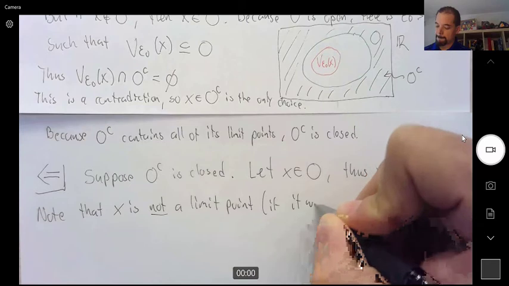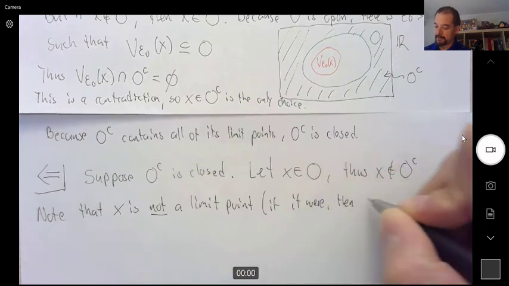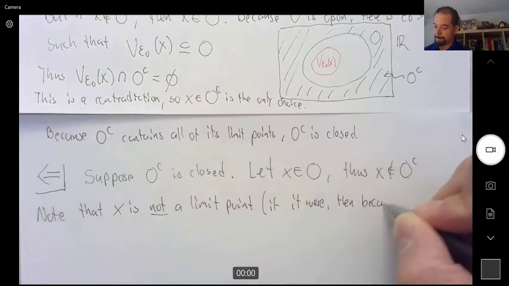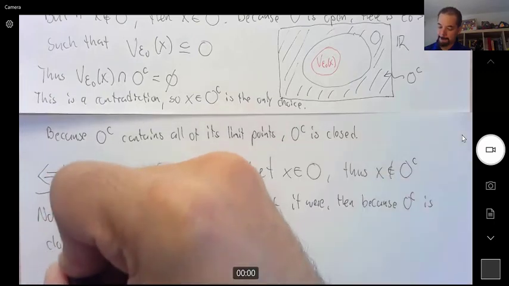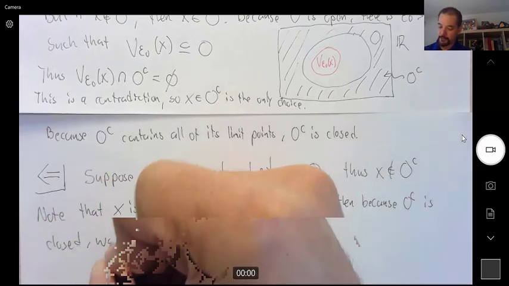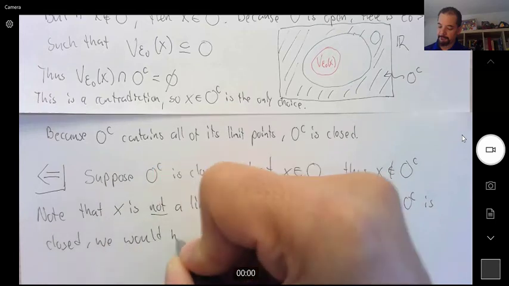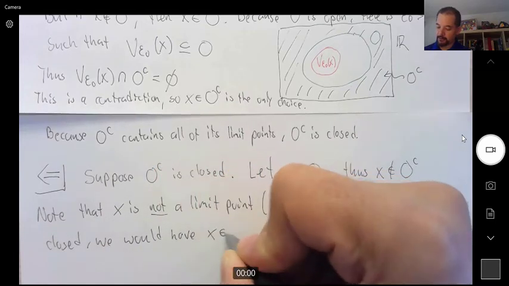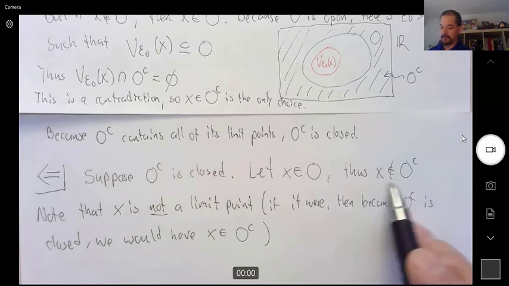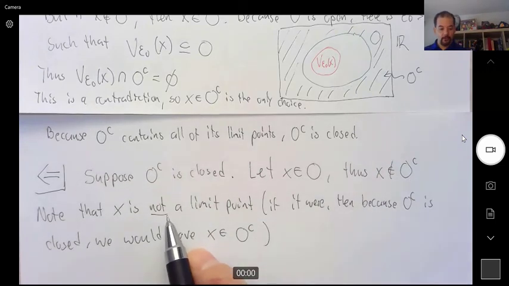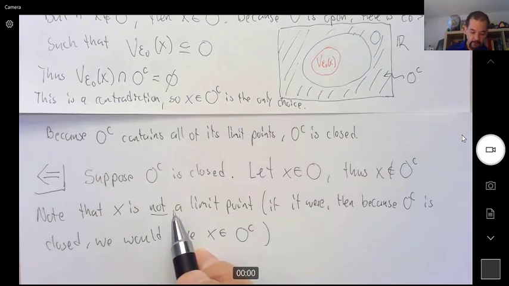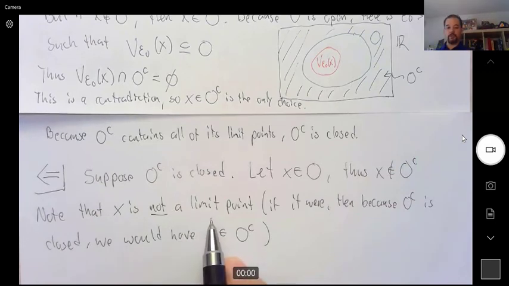If it were, then because O complement is closed, we would have X belonging to O complement. But X is not in O complement. So that means X is not a limit point. All right? So it fails the definition of being a limit point. What is the meaning of that?